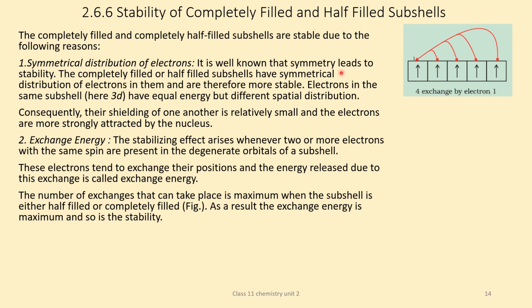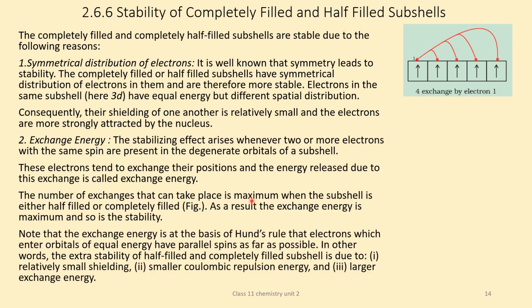This is 4 exchanges by electron 1. This is electron 1, 4 exchanges taking place. Note that the exchange energy is at the basis of Hund's rule, that the electrons which enter orbitals of equal energy have parallel spins as far as possible.